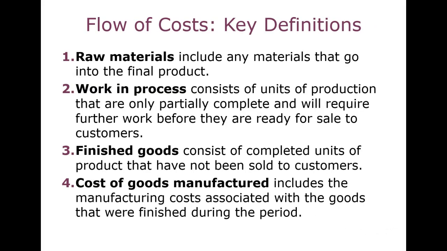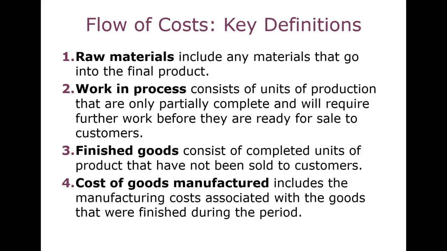More definitions. These even go back to Chapter 1. Raw materials include any materials that go into the final product, so any of the production costs related to materials. Work in process consists of units of production that are only partially complete and will require further work before they are ready for sale to customers. The work in process inventory account is where we accumulate cost, materials, labor, and overhead while the products are being worked on.